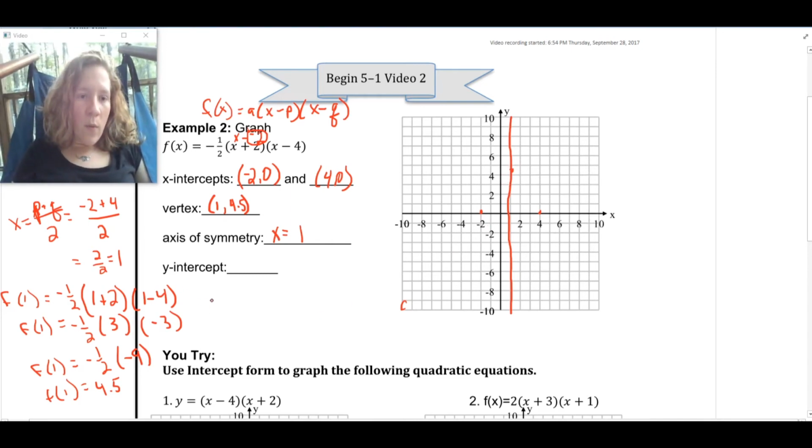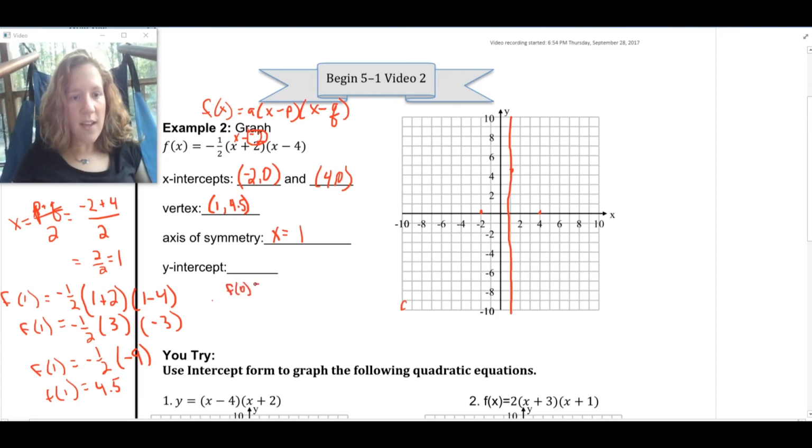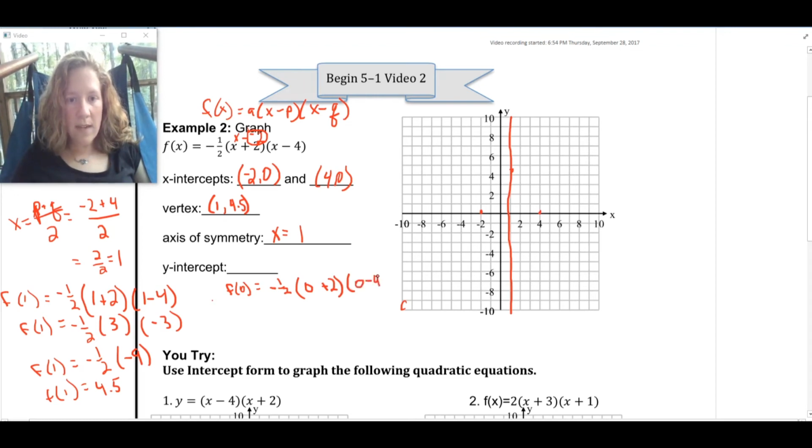All right, now I want my y-intercept. To find my y-intercept, I am taking that original equation and plugging 0 in for all of my x's. Again, don't forget your negative 1/2. It's important here. So I've got 0 plus 2 and then 0 minus 4. Do what's in your parentheses first. So I've still got my negative 1/2, and then 0 plus 2 is 2, and 0 minus 4 is negative 4.